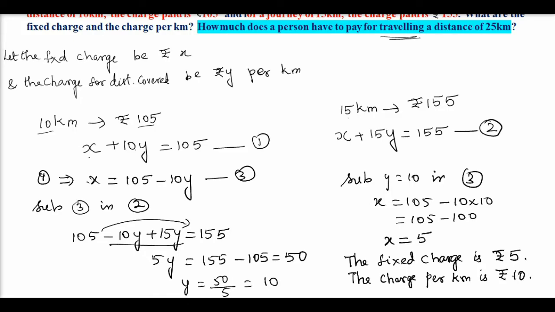5 kilometers, 50 rupees like that. Alright, so this is how we have found the fixed charge and charge per kilometer. So the first part of the problem is over. The next is, how much does a person have to pay for traveling 25 kilometers.